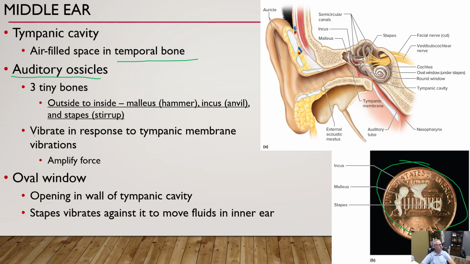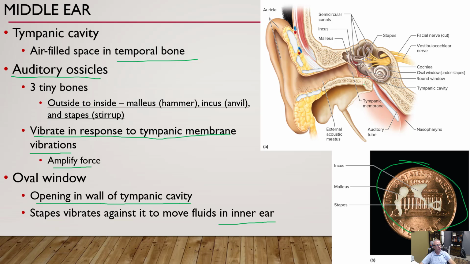And those are going to vibrate in response to the vibration of the tympanic membrane. Basically their job is to amplify that vibrational force. Then we have this structure called the oval window, which is going to be the beginning of the inner ear. Now the inner ear is a fluid-filled pocket, which we'll talk about once we get to the inner ear.